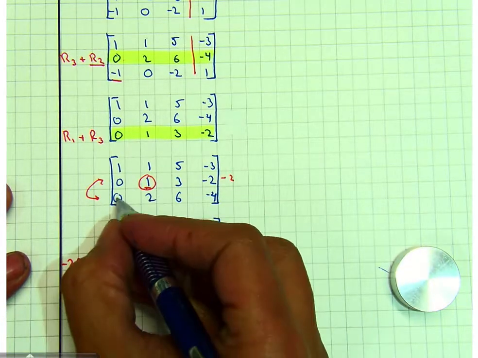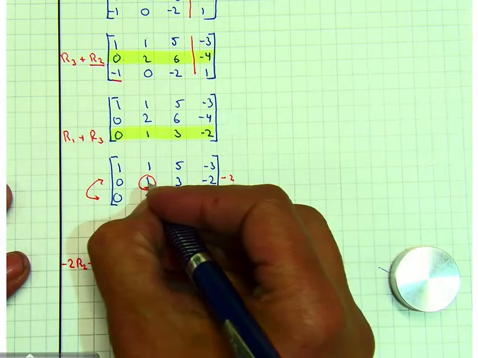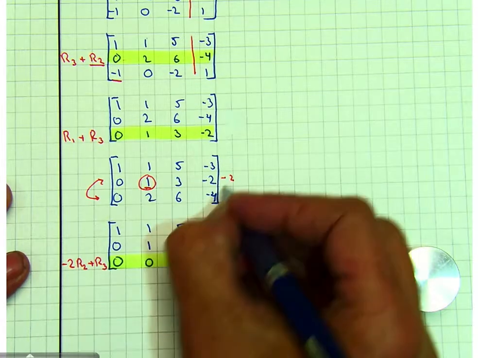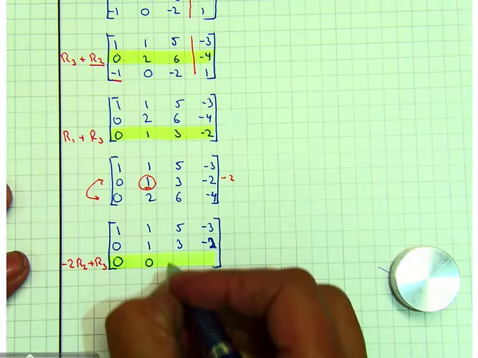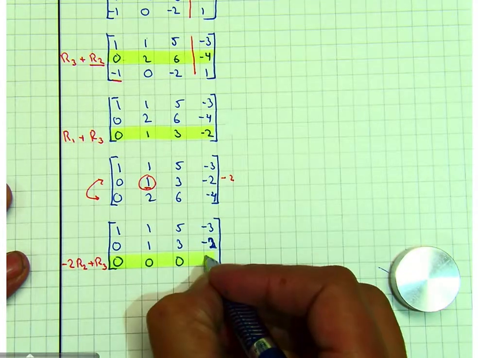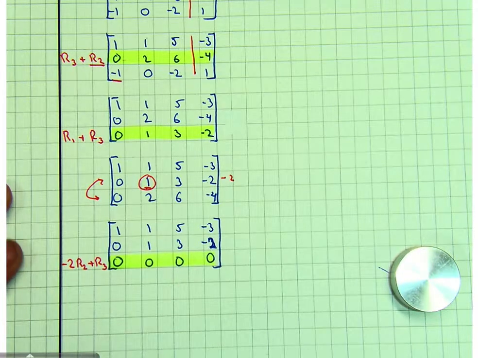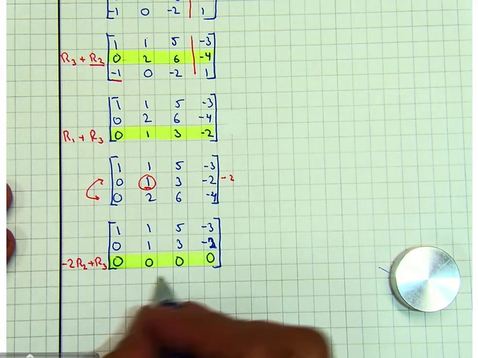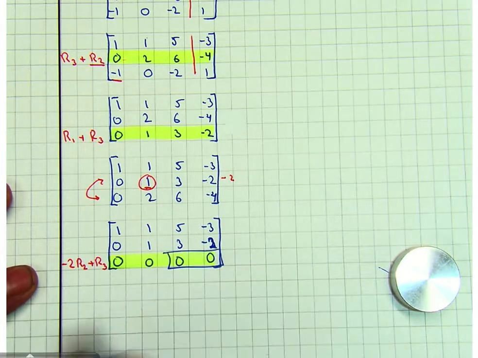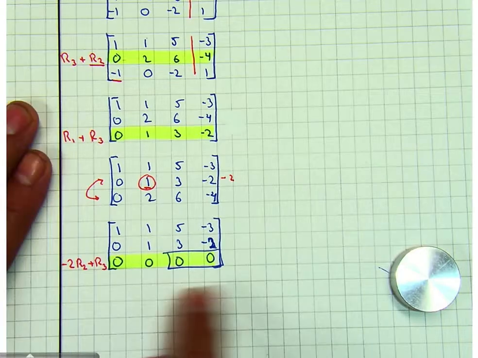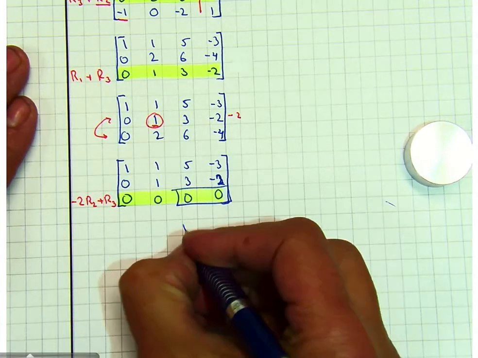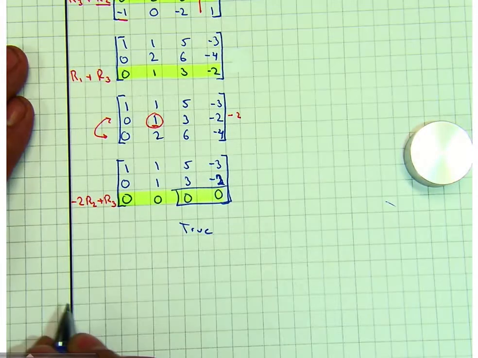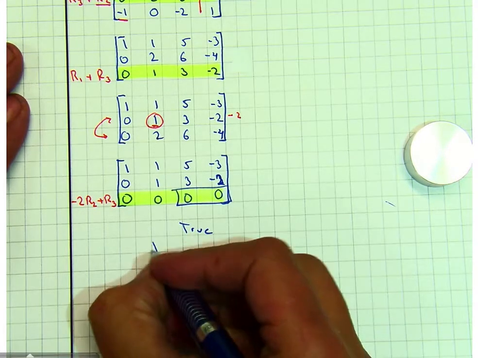Zero plus 0 is 0. Negative 2 plus 2 is 0. Negative 6 plus 6 is 0. And that gives me positive 0 as well. Now, when this happens, that means that you have 0 equal to 0. All your x's, your y's, and your z's got canceled, which means that this is a true statement. That means that you have an infinite number of solutions.